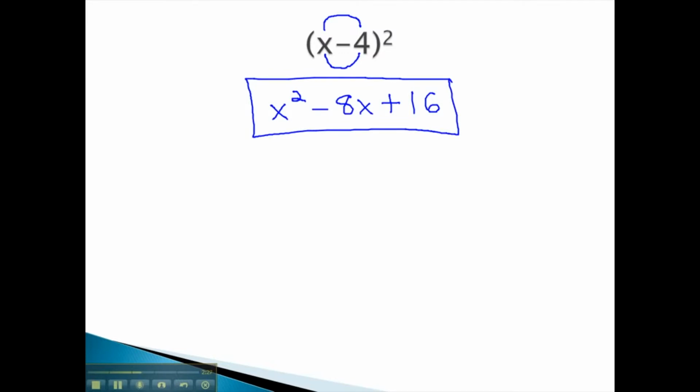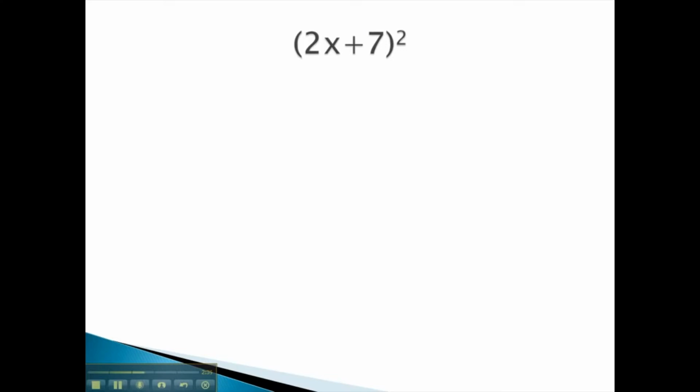Let's try another example that might be slightly more involved, where we see the binomial squared. Again, in this problem, we can follow the same pattern. Squaring the first term, 2x squared. 2 squared is 4, x squared. And then we look at the product. 2x times 7 is 14x. And another 14x will be positive 28x. And then we square the last term. Squaring 7 will give us 49.